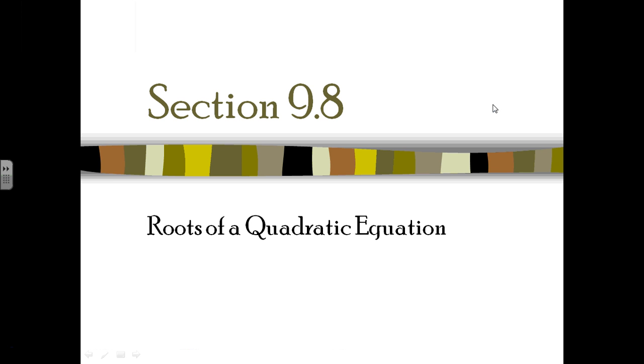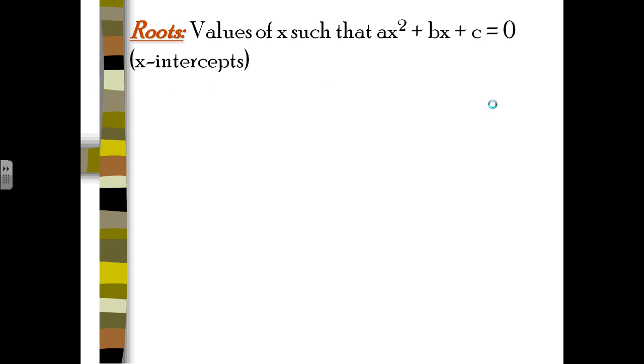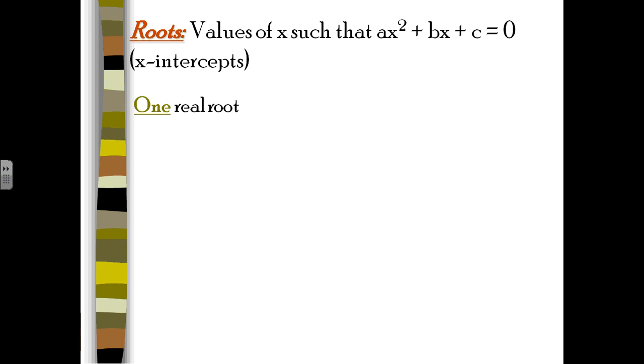All right, here we go with section 9.8. We're talking about the roots of a quadratic equation. So we've talked about roots before when we did our quadratics, and that is defined as values of x so that your quadratic equation will equal 0. So essentially, we're talking about x-intercepts, right? So roots and x-intercepts and zeros, they all are the same thing. And so if anybody talks about a 0 or an x-intercept or a root, you'll know what they're talking about.